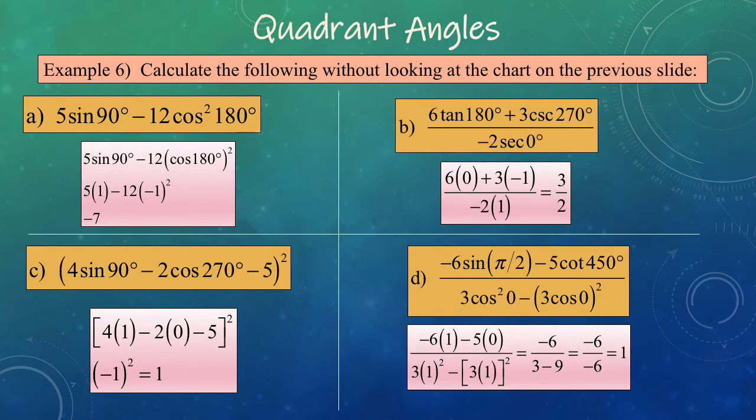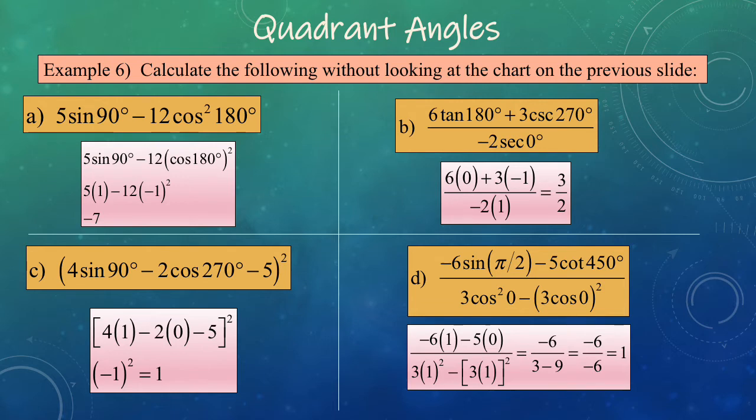D reads -6 sine pi over 2 minus 5 cotangent 450 degrees, all over 3 cosine squared 0 minus 3 cosine of 0, quantity squared. This problem mixes degrees and radians. Since there are no units on pi over 2 and 0, they are in radians. Pi over 2 radians is 90 degrees. 0 radians is 0 degrees.